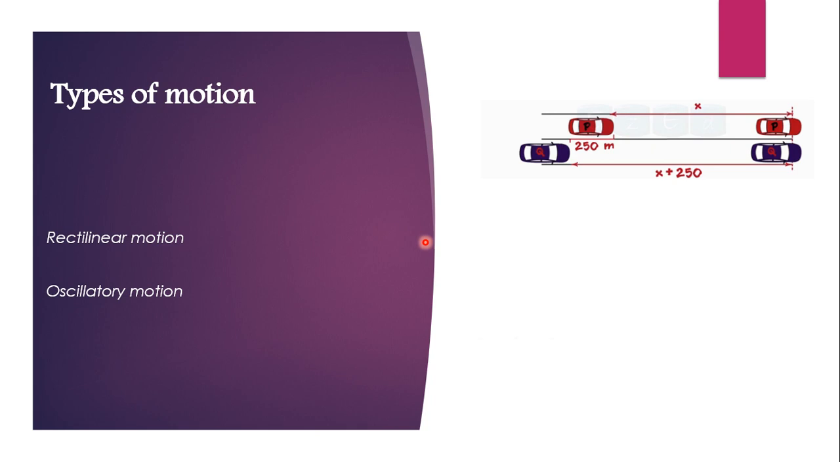The next type of motion we have is oscillatory motion. When an object moves back and forth about a point of suspension, that motion is an example of oscillatory motion. For example, the pendulum of a pendulum clock is an example of oscillatory motion because the motion happens back and forth from one position and then comes back to the same position, and the motion keeps happening.